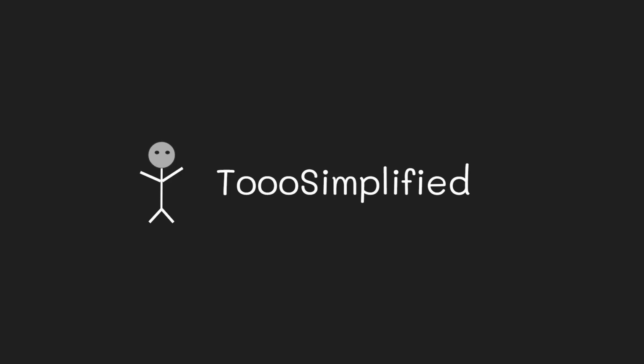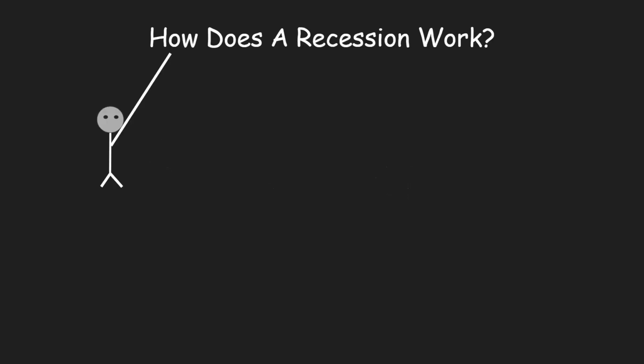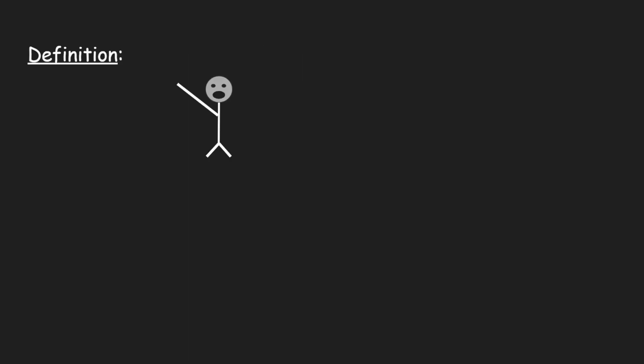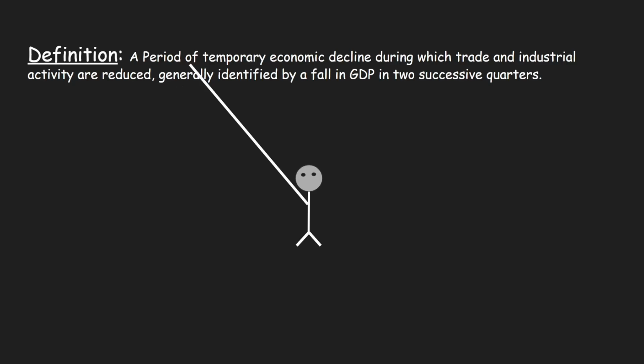This is ToooSimplified, and you're here because you want to know how does a recession work and what happens when a recession does happen. So let's start with the definition. The definition, according to Google, is a period of temporary economic decline during which trade and industrial activity are reduced, generally identified by a fall in the GDP in 2 successive quarters.